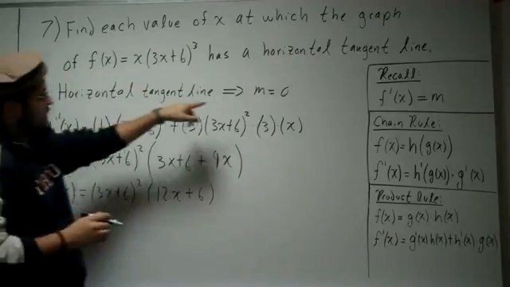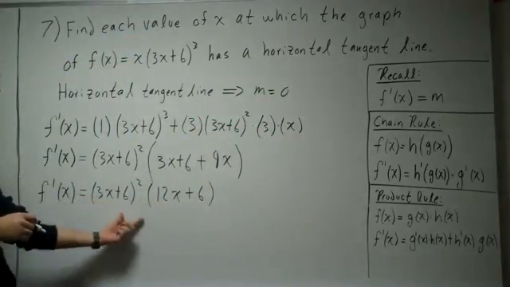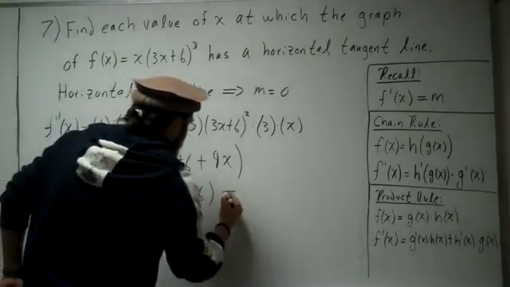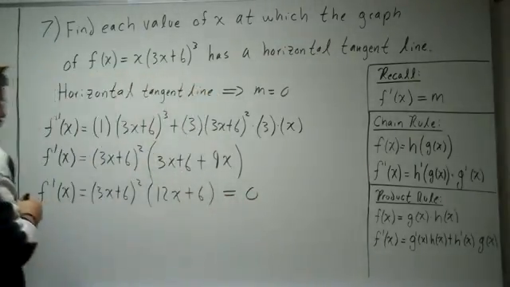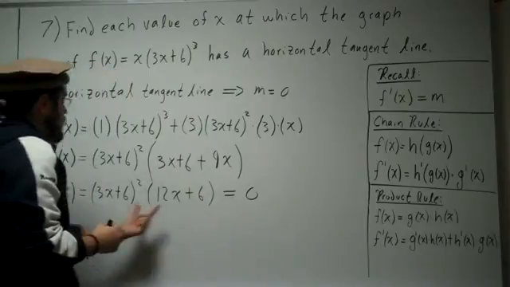But we know the horizontal tangent line must equal 0, so we've got to make this equal to 0 and then solve for the x's. Okay, so let's make this equal to 0. If you have something times something equal to 0, that means this is 0 or this is 0.